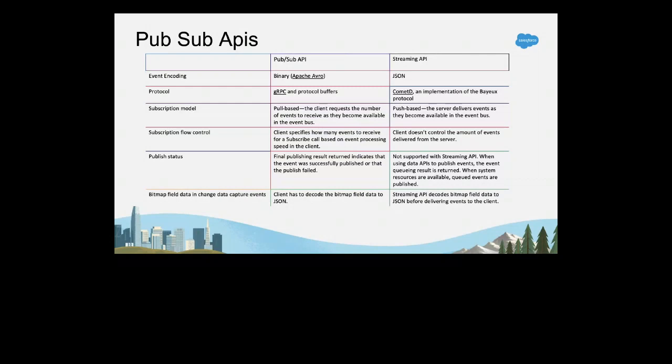Another big difference is the bitmap field data in change data capture events. If you want to see which fields have changed, we used to get the data in the form of JSON before delivering events to the client. But now with the PubSub APIs, the client has to decode the bitmap field data to JSON. Whatever events are generated, the data is coming in the form of a bitmap field, and that bitmap field has to be decoded to JSON, and that has to be done by the client.